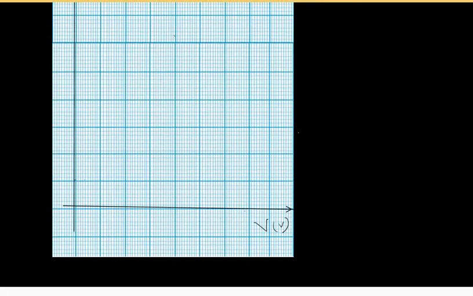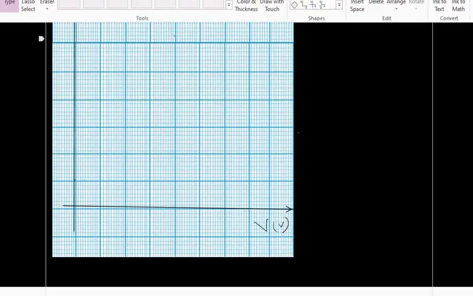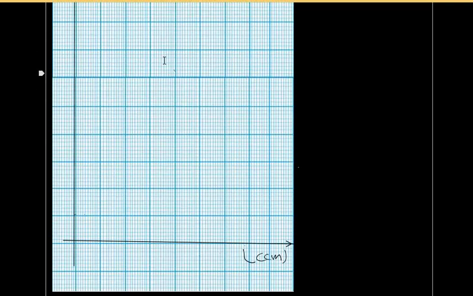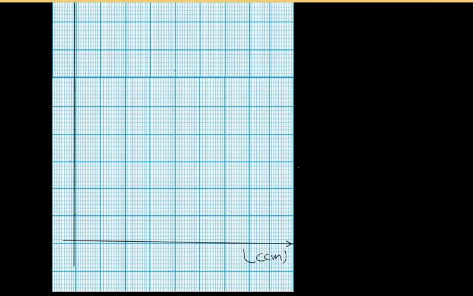Now the horizontal axis is the L in cm, while the vertical for me is t squared in seconds squared. All right, we need to write our scale now. How do we write our scale? To get the scale, you need to know the value for the interval of these boxes, the large rectangular boxes with the thick line.